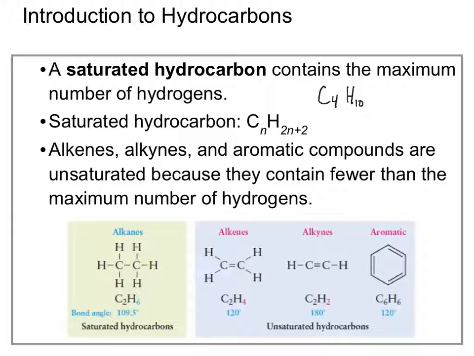If we have a formula, perhaps C3H6, we can see that 2 times 3 plus 2 does not equal 6, which simply tells us that this is a molecule that could exist, but it is not a saturated hydrocarbon. It would be either an alkene, an alkyne, or an aromatic, which are all examples of unsaturated hydrocarbons because they will contain fewer than the maximum number of hydrogens for the number of carbon atoms.